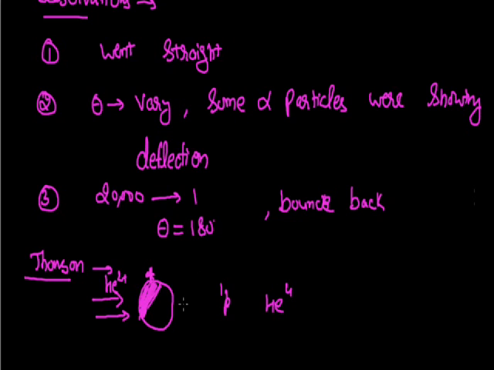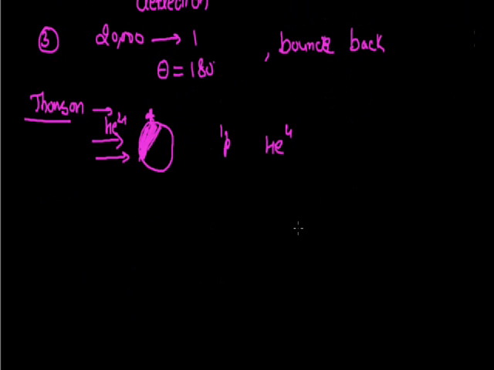Since these observations cannot be explained by Thomson's atomic model, that is the reason why Thomson's atomic model was discarded. It was only the assumption of Thomson, while Rutherford's observations were based on his experiment. So Thomson's atomic model was discarded, and on the basis of his observations, Rutherford proposed a new atomic model that is known as Rutherford's atomic model. So now we are going to study the Rutherford atomic model.